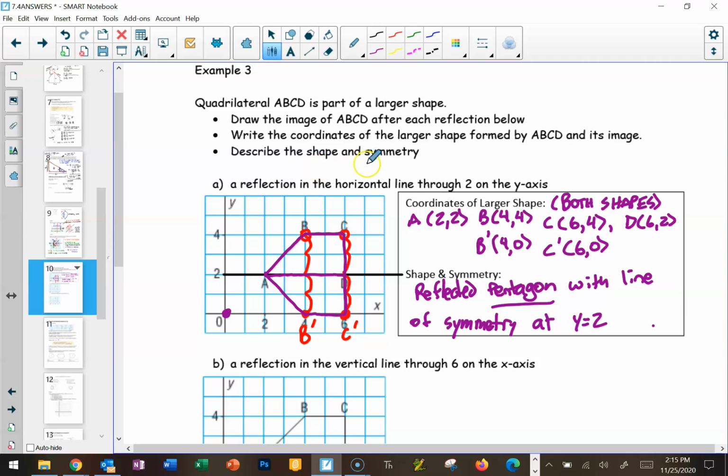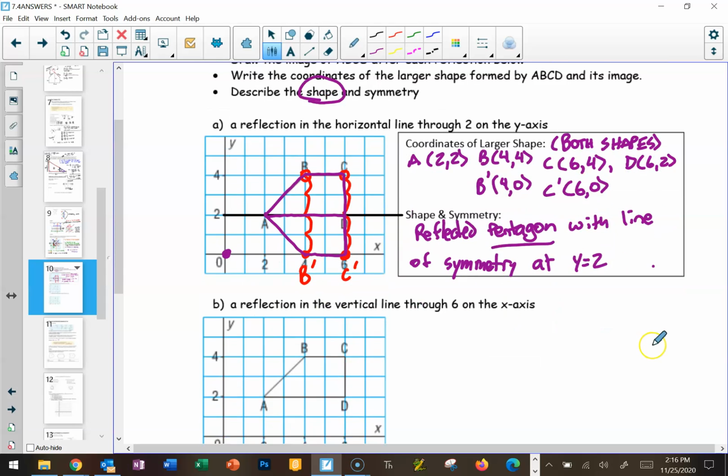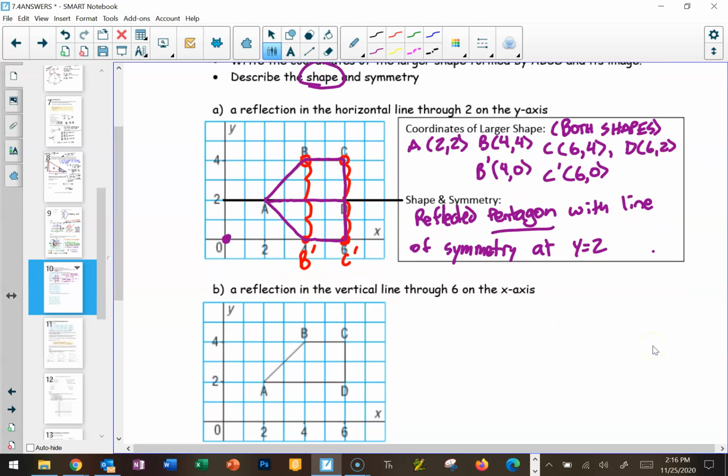So if we're describing the shape and symmetry, I think maybe this is a little bit vague because what are we describing? Are we describing the big shape, or are we just describing just the little part there that we reflected? So you know what? I might just make a little note there. The big shape is the pentagon. The reflected part is a how many? 1, 2, 3, 4, is a quadrilateral. Don't worry about that word. It just means 4 sides.